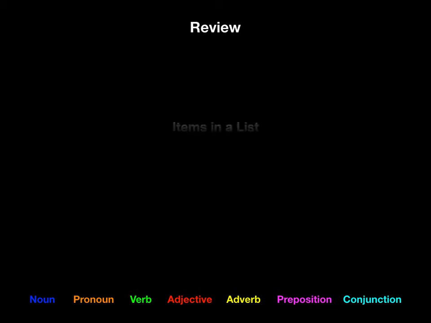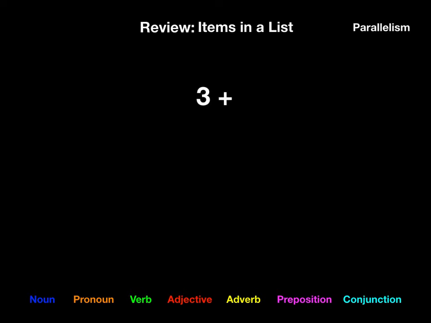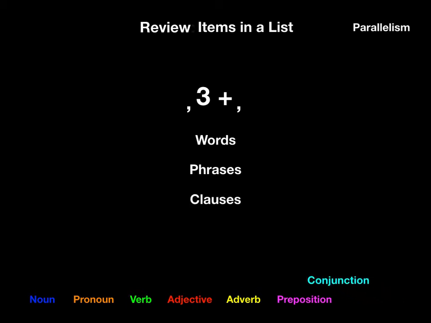Within this lecture, we have learned about items in a list and how to incorporate them with commas, as well as how to avoid errors with parallelism. When we are examining items in a list, if we have 3 or more items, we will need to place commas between each of those items. These items may be words, they may be phrases, or they may be clauses. We should also place a comma before our coordinating conjunction in order to avoid clarity issues.